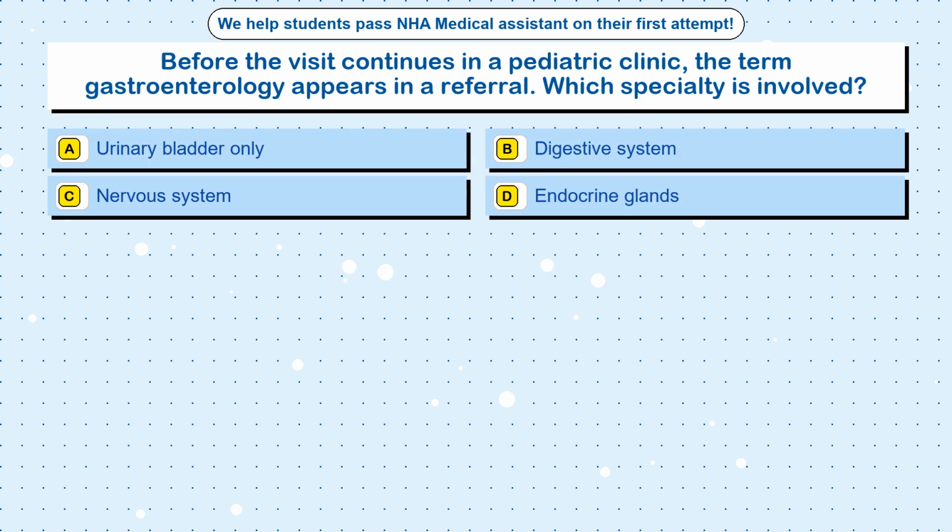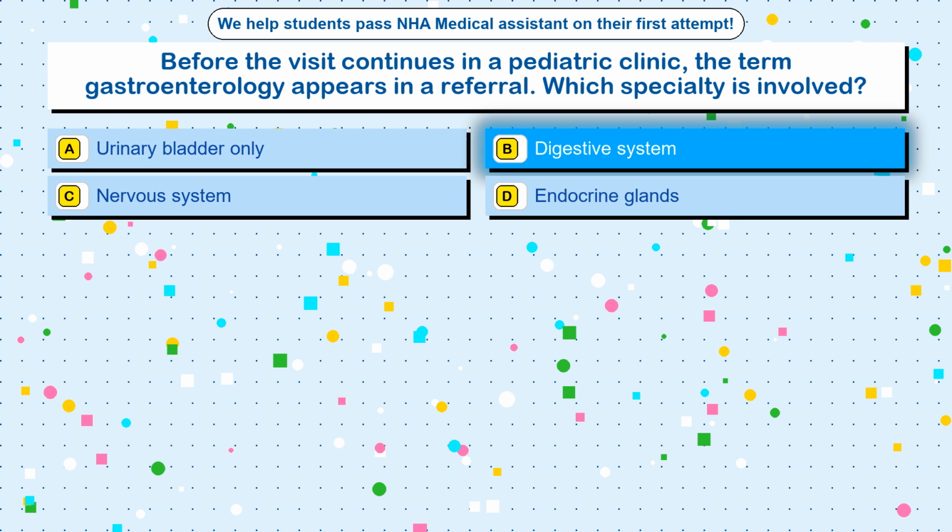Question 89. Before the visit continues in a pediatric clinic, the term gastroenterology appears in a referral. Which specialty is involved? Option A, urinary bladder only. Option B, digestive system. Option C, nervous system. Option D, endocrine glands. The correct answer is option B, digestive system.